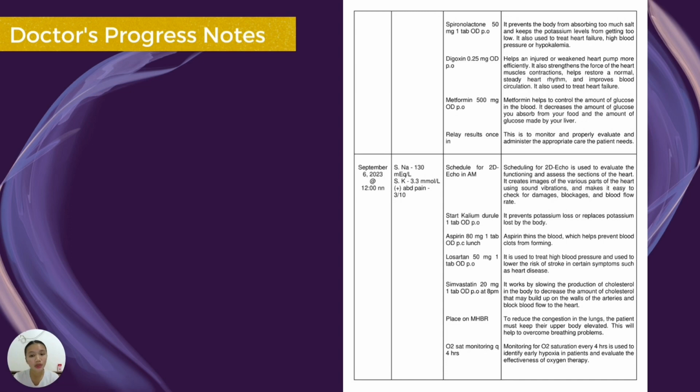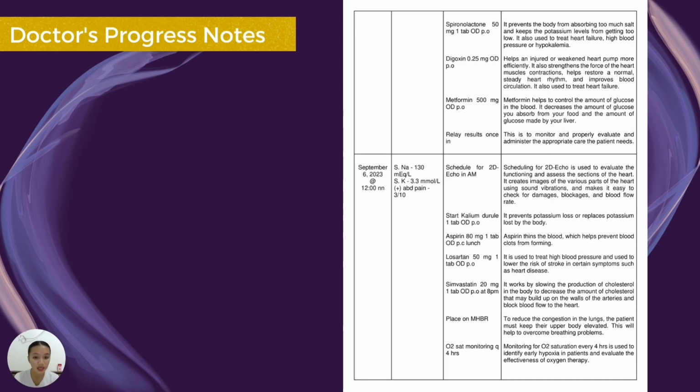It is used to treat high blood pressure and used to lower the risk of stroke in certain symptoms such as heart disease, which the patient is experiencing right now, the heart failure. And simvastatin 20 milligram, one tab OD PO at 8 p.m. This will work by slowing the production of the cholesterol in the body, to decrease the amount of cholesterol that may build up on the walls of the arteries and block blood flow to the heart.